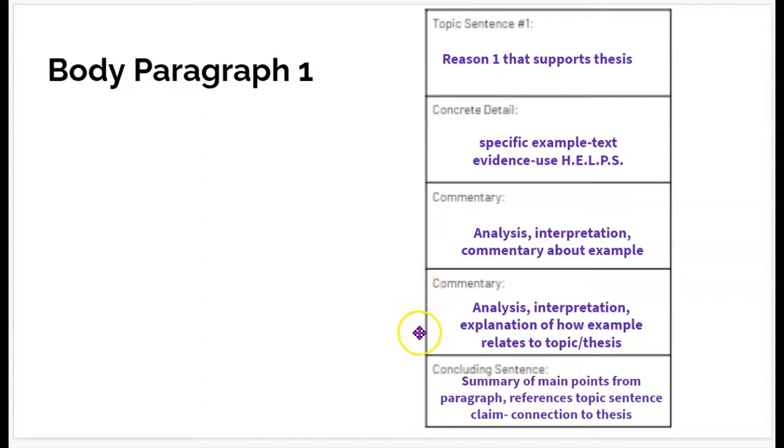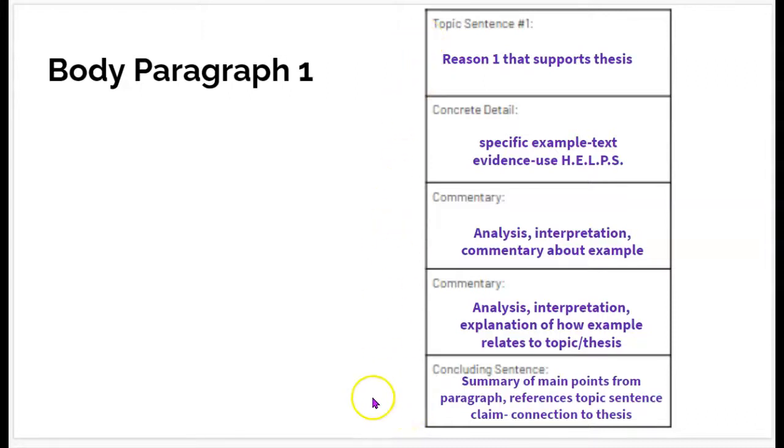In that last sentence of commentary, you're going to make sure that you explain how this example, this concrete detail, relates to your topic or your thesis. Your concluding sentence, just like you did for your celebrity article, summarizes those main points from your paragraph and references that topic sentence claim. Okay?